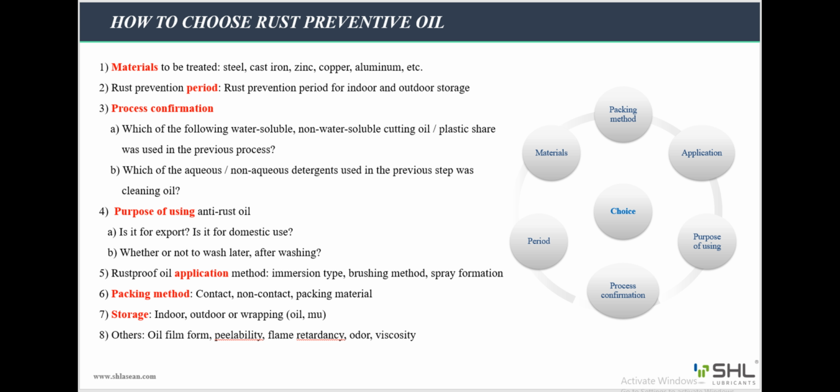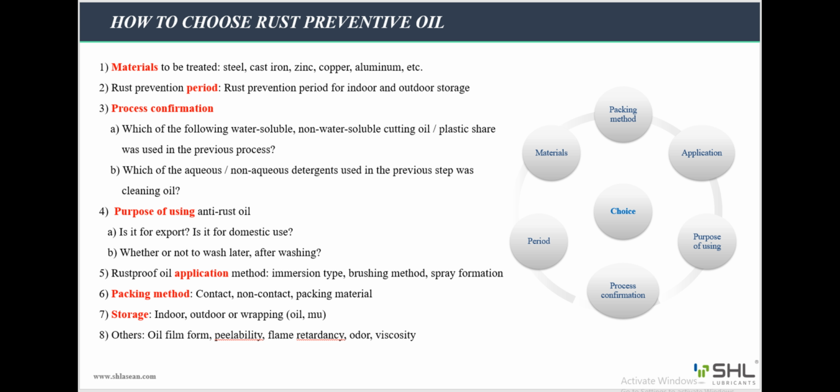Third is process conformation. The base oil of the anti-rust oil should be compatible with the processing oil of the previous process to prevent delamination. Anti-rust oil that does not adhere to the material does not achieve an anti-rust effect when used. We need to know beforehand whether the customer uses metalworking oil mixed with water or not, or what type of cleaning oil to use. If they use the non-aqueous type, we should advise the customer to use solvent-based anti-rust oil, or if using a water-based cutting oil, the customer should be advised to clean before using anti-rust.